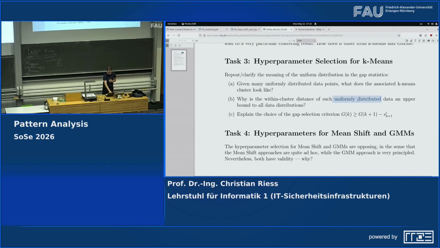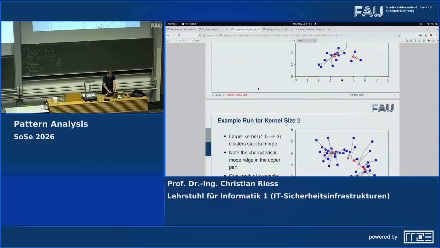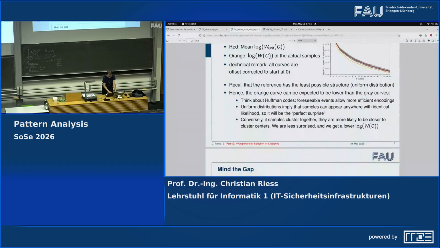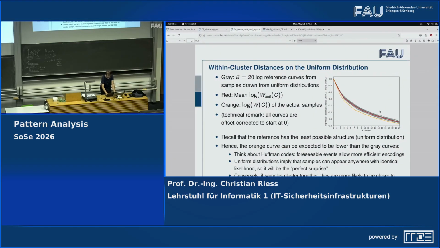Yeah, so the uniformly distributed data is, let's say, one extreme, and any change in a uniform distribution reduces the within cluster distance. In that case, all other distributions are cheaper with respect to the within cluster distance than this uniform distribution. And we're seeing this, you probably recall this from the video, in this plot.